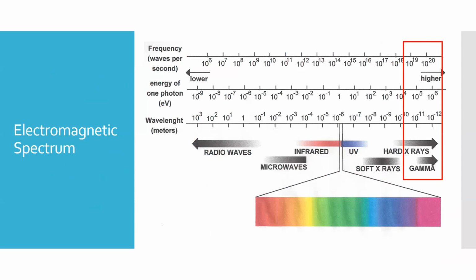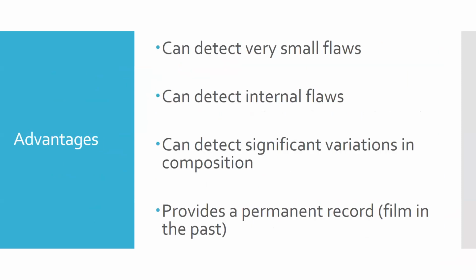So there's a box with that outlined. Okay? So the advantages is we can find those very, very small, very, very fine flaws that are not going to necessarily be visible. We can detect internal flaws because we're passing energy through an object and looking at what comes out the other side. We can find things internally. We can see different variations.